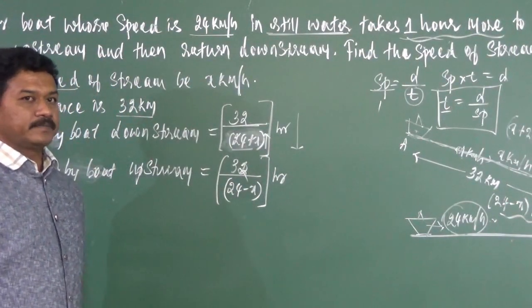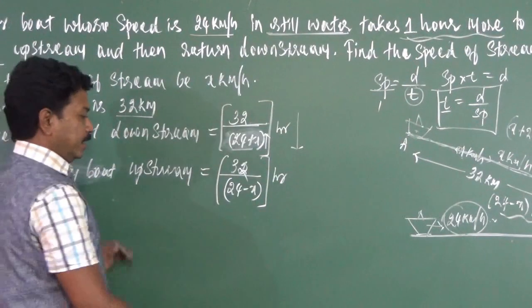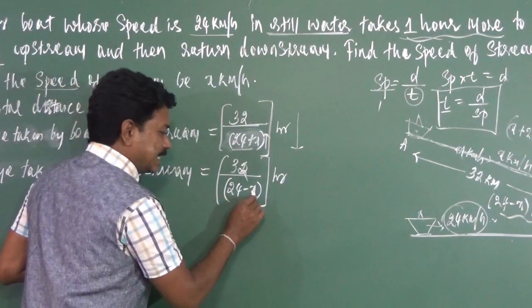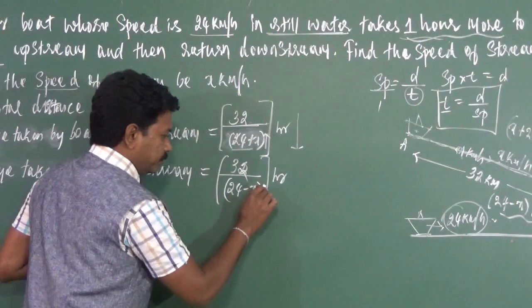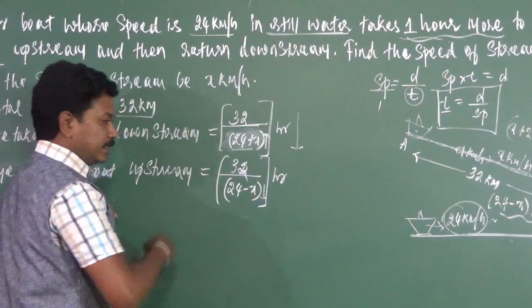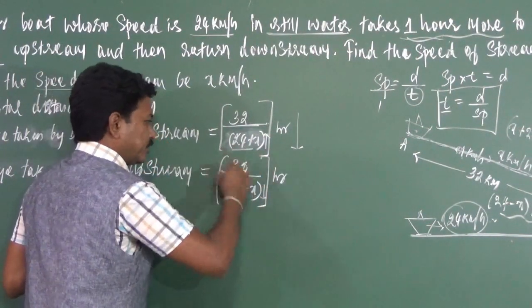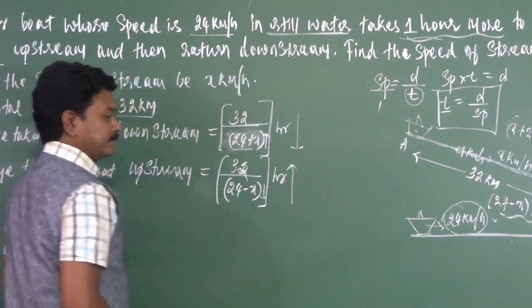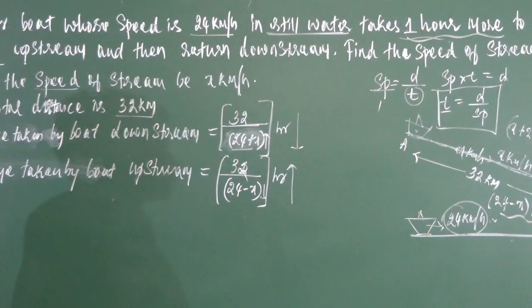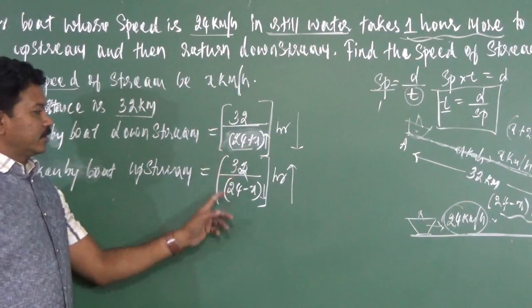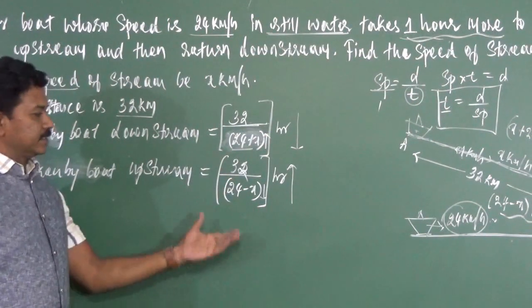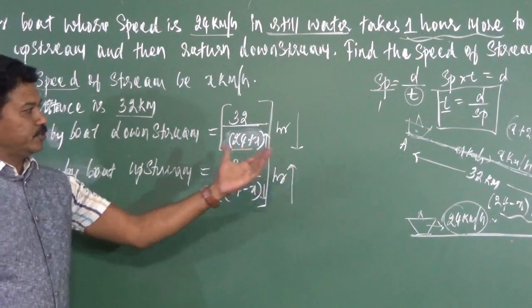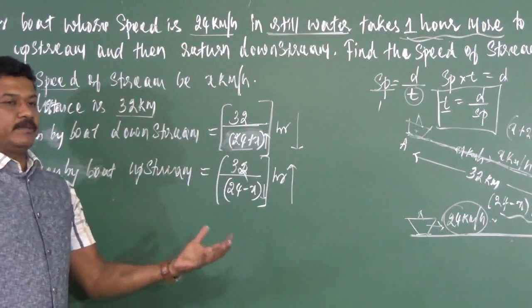This is the concept you have to understand. So here, 24 minus x, speed has decreased. In the sense, the entire fraction value has increased. So now tell me, which time is more? This or this? Second one. Yes, the time taken by the boat to move from B to A is more. It has taken more time.